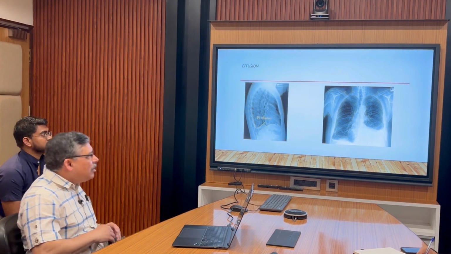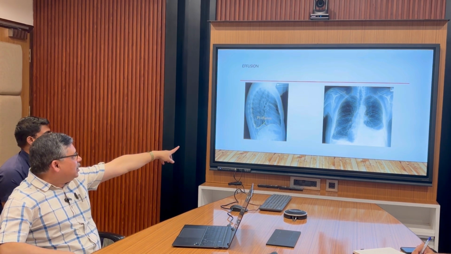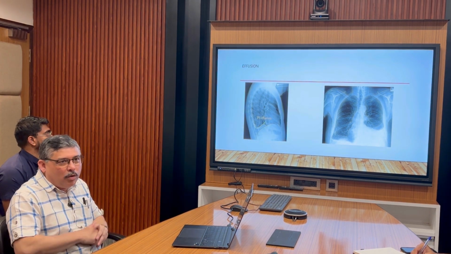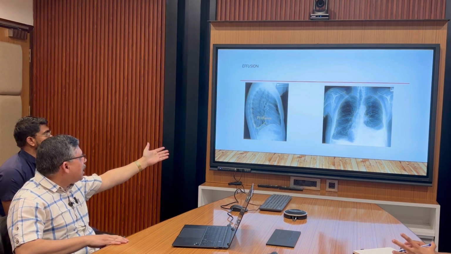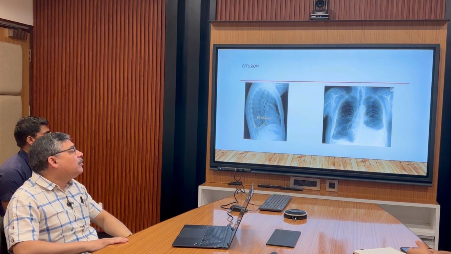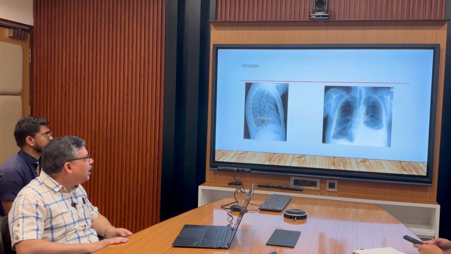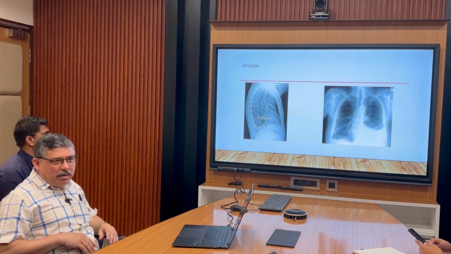Okay. So this is a pleural effusion. This is how you see it in a lateral view. You can see the costophrenic angles on the lateral view are obliterated. So this is a pleural effusion, everybody knows.